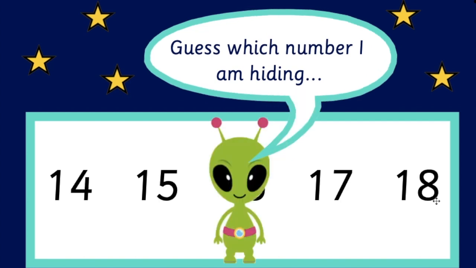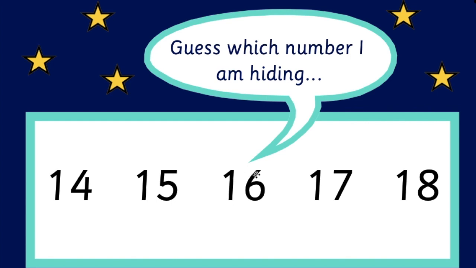Okay, he's back again. Let's see which number he's hiding here. Starting with 14, your number of the week from last week. 14, 15, 17, 18. Which number is the alien hiding? 14, 15, 17, 18. Let's check. Well done if you said 16. Let's check that it's right. 14, 15, 16, 17, 18.